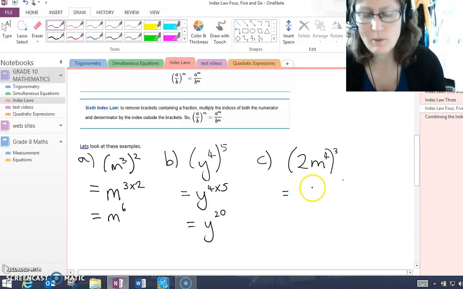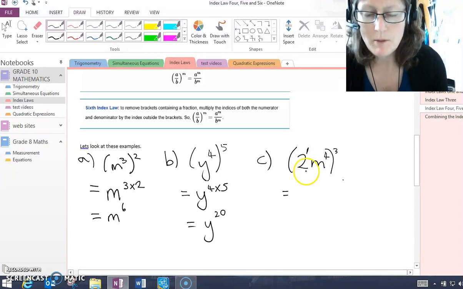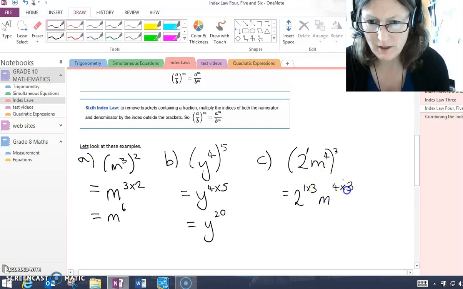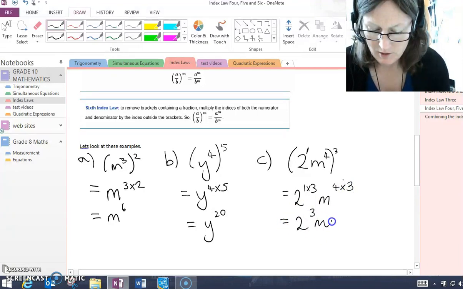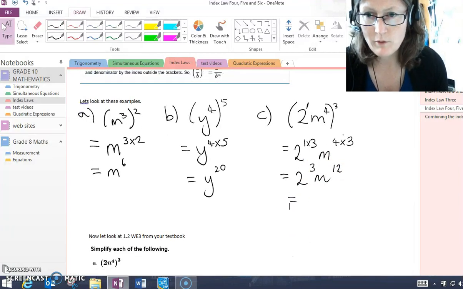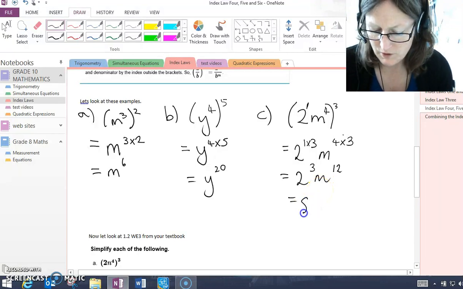Our third example, and I really encourage you to put a 1 up here, okay? So you remember that it is 2 to the power of 1 times 3, m to the power of 4 times 3. So that gives us 2 to the power of 3, m to the power of 12. That is an acceptable answer, or one further step: 2 to the power of 3 is 2 times 2 times 2, which is 8m to the 12.